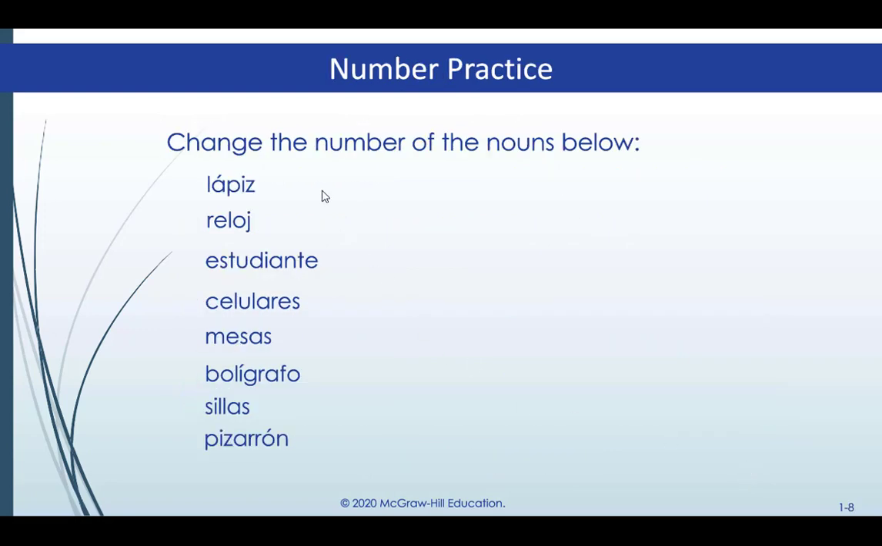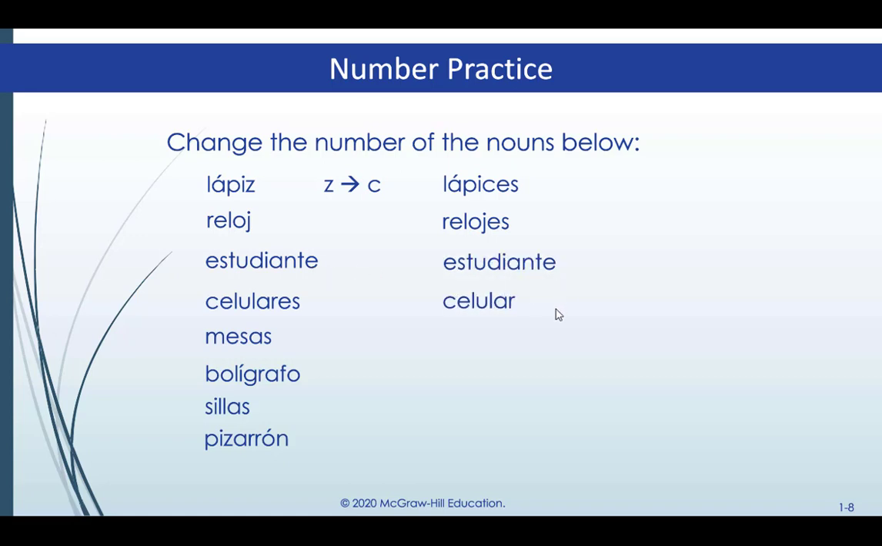Now let's change the number and make these words plural if they're singular, or singular if they're plural. So lápiz, pencil, ends in a Z, so what do we do? We change the Z to a C and add ES: lápices. Reloj ends in a consonant, it's not A, E, I, O, or U, so you just add ES. Estudiante, you can pause this video and do it yourself, ends in a vowel, so you just add an S.